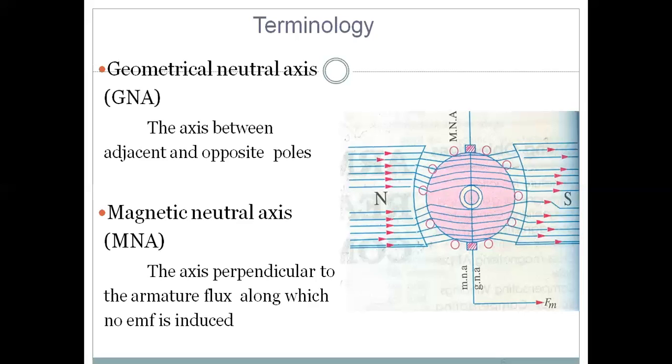Axis, it is an axis along which no EMF is generated in the armature conductors. Why is it not inducing EMF in these conductors? As they move parallel to the flux lines. When they move parallel to the flux lines, these conductors will not cut the flux. There is no rate of change of flux. EMF will not induce. Now it is clear. Next slide.